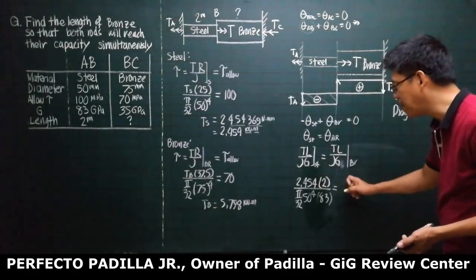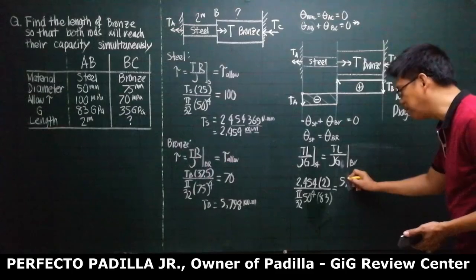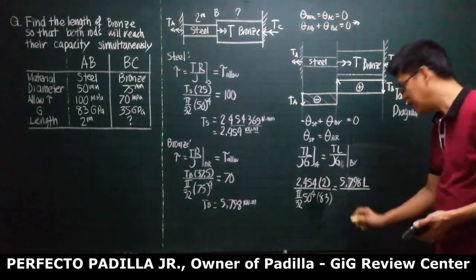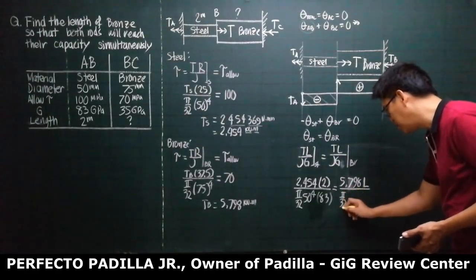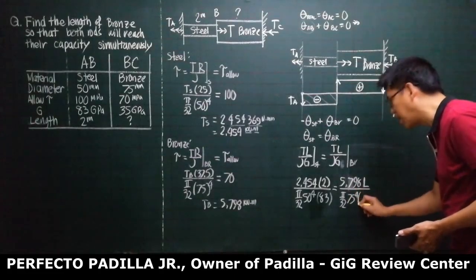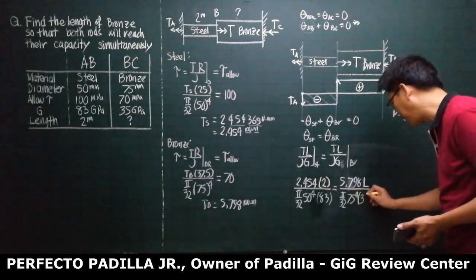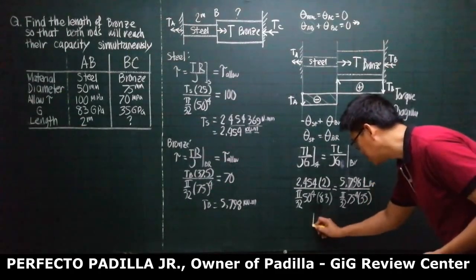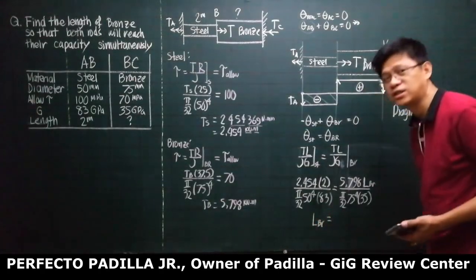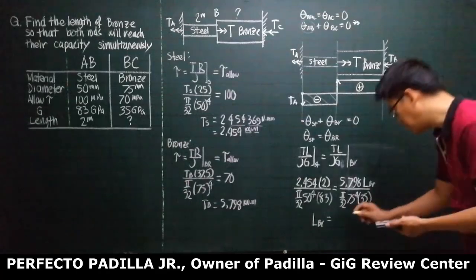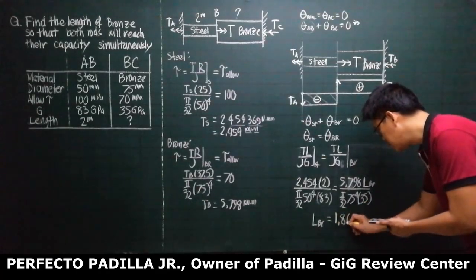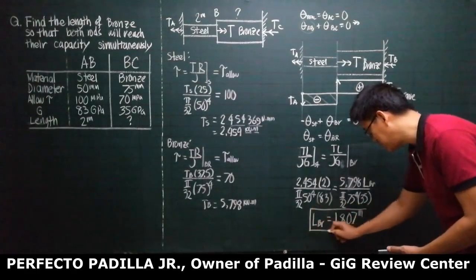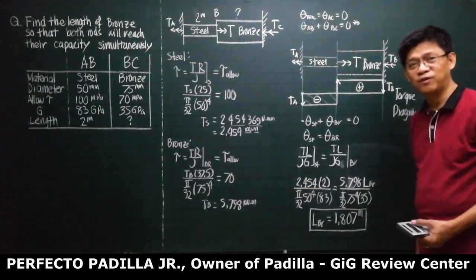So this will be the maximum torque in bronze, that is 5.798 times L in bronze over JG, pi over 32 D to the fourth, 75 to the fourth, times G, 35 gigapascal. So we will have here the length in bronze. The length in bronze, so that they will reach their capacity at the same time, will be 1.807 meters. So this is the length in the bronze rod. You follow? Okay.